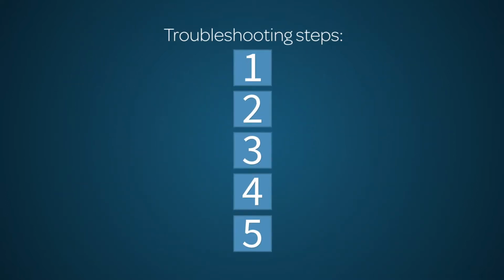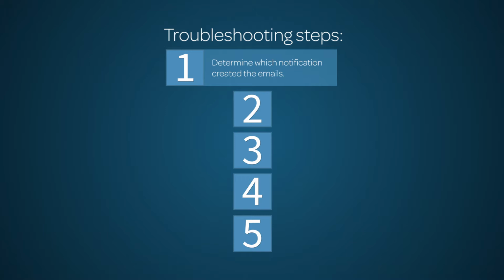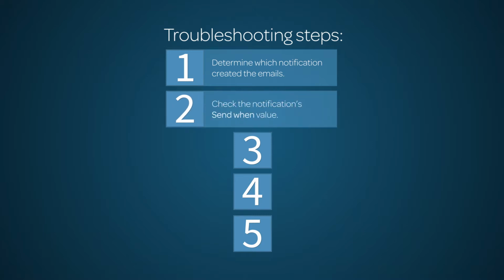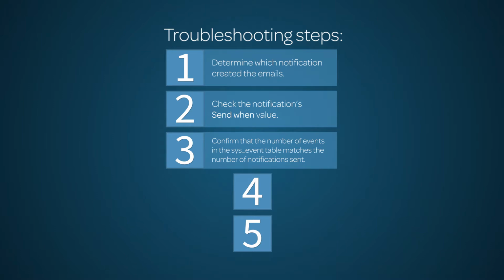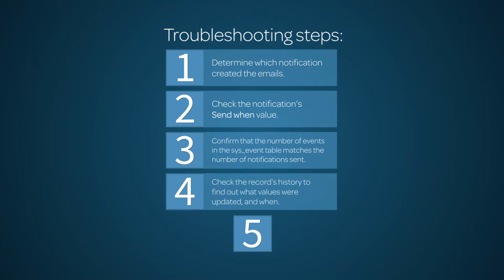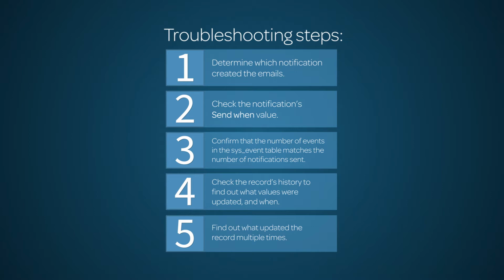And here are the troubleshooting steps to take when your instance sends out duplicate notifications. Determine which notification created the emails. Check the notification's send-when value. Confirm that the number of events in the sysEvent table matches the number of notifications sent. Check the record's history to find out what values were updated and when. And find out what updated the record multiple times. Let's walk through these steps with a scenario.